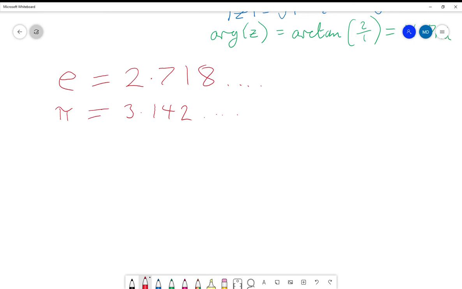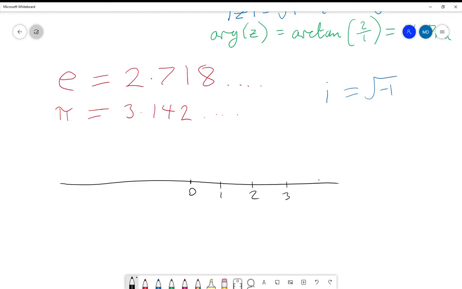And these are just numbers. We can plot, and of course we still have i, which is, in some sense, the square root of -1. And we can plot these on a number line. Let's consider our number line. If we've got a number line, we've got 0, we've got 1, we've got 2, we've got 3, we've got 4, etc. Well, we've got e is about here, pi is about here, and the square root of -1 is about here. So these are our numbers on our number line in arguably interesting places.